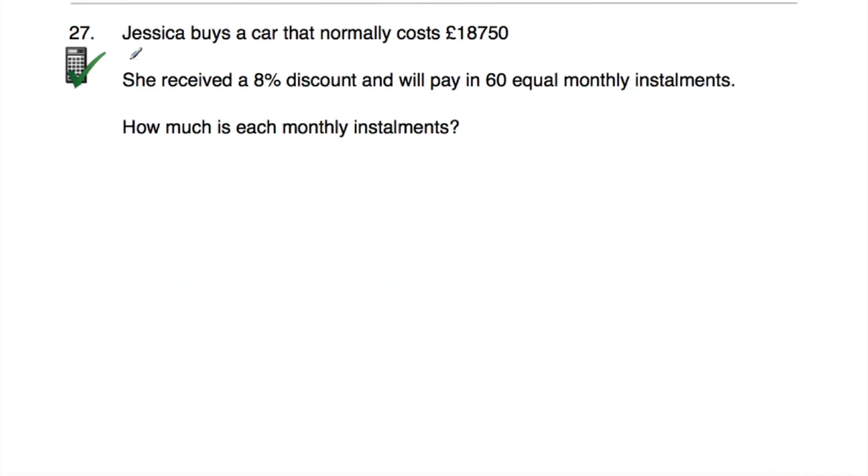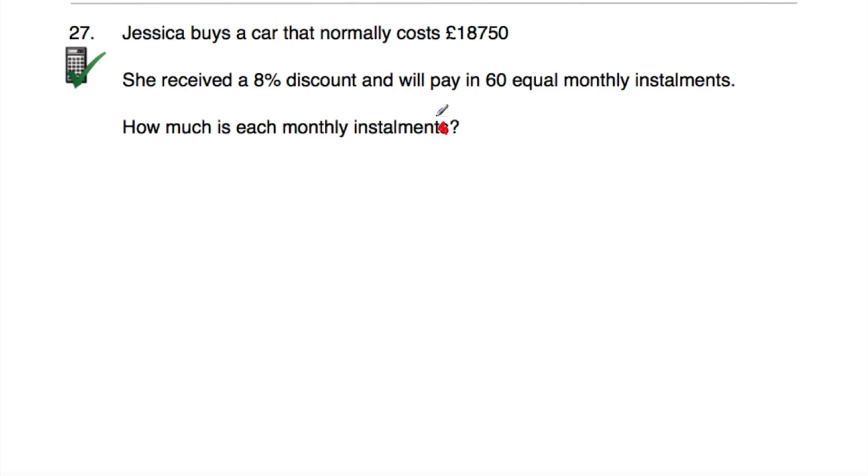Okay, so question number 27 says, Jessica buys a car that normally costs £18,750. She receives an 8% discount, so she pays 8% less, and then she's going to pay in 60 equal monthly installments. And the question says, how much is each monthly installment?